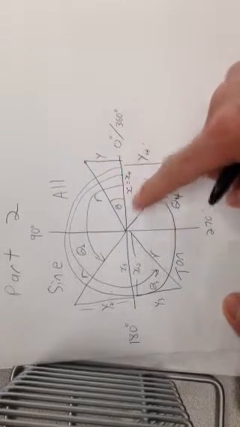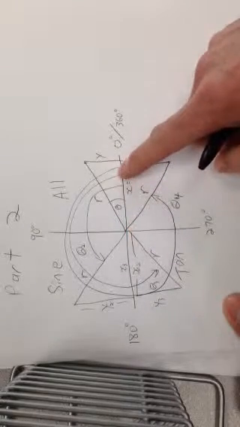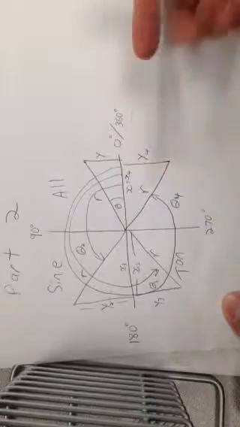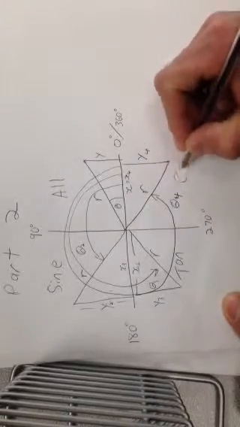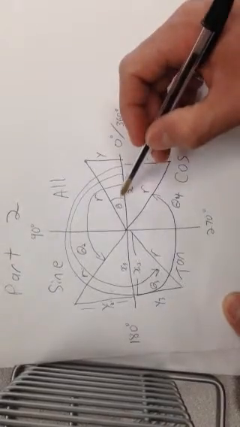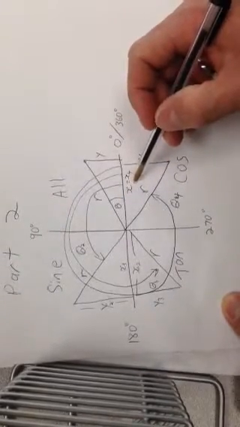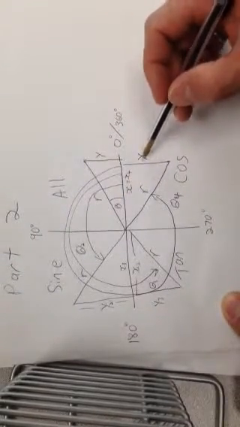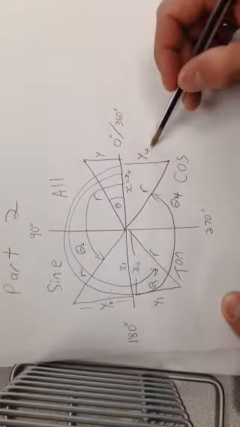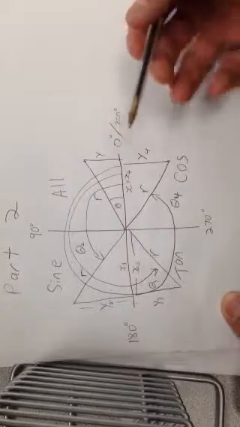X is positive over here. Whenever we're to the right, x is positive. X over r is going to be positive, so when we're over here, our cosine is going to be positive. And furthermore, our tan is going to be negative. Remember, our tan is y over x. Y is negative, but x is positive, and a negative divided by a positive gives us a negative.